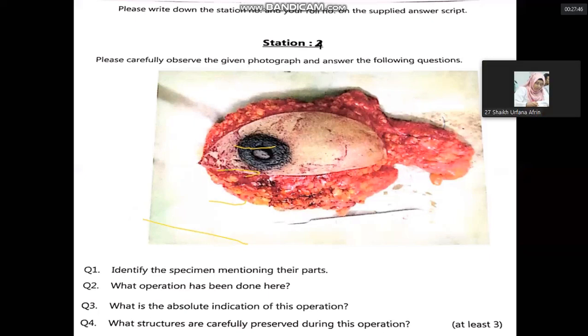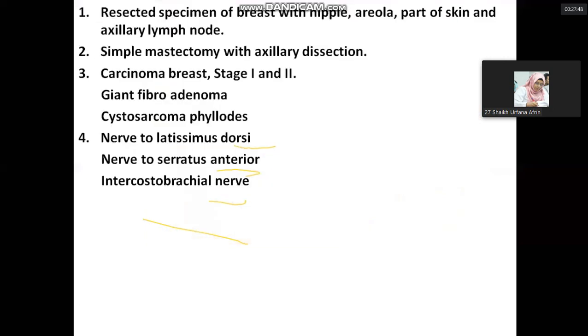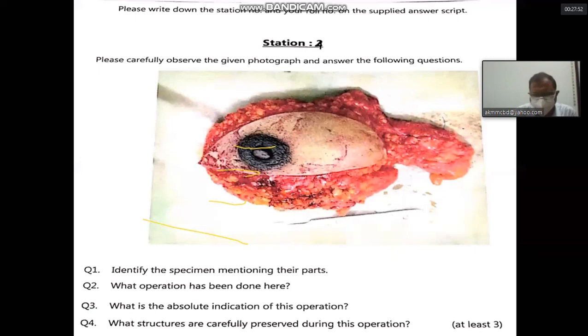Excised part of breast containing the nipple and areola, then elliptical shaped skin, and nipple, underlying areola, part of skin, and axillary lymph node. What is the axillary lymph node? Very good. So you have to say all these things.